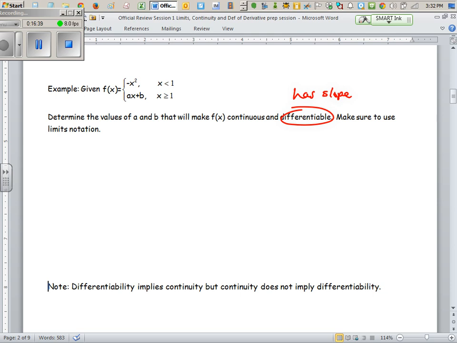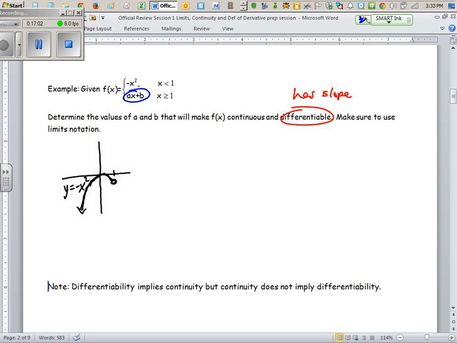Okay, so let's talk about this problem for a minute. If we're talking about negative x squared, that's this parabola specifically. But we're interested in that parabola for all x less than 1. So this is actually the left-hand side of the graph, y equals negative x squared. The other part of the graph, I'll draw in blue, it's just ax plus b.